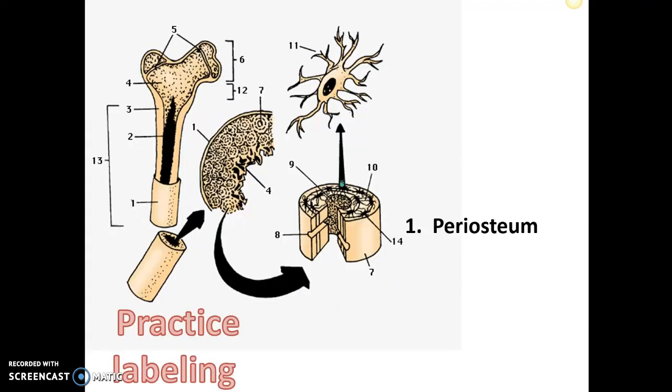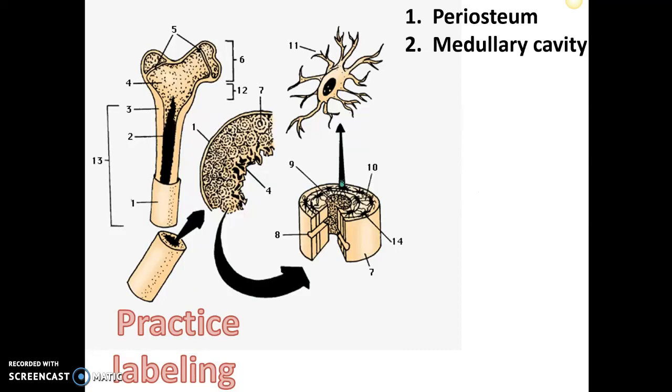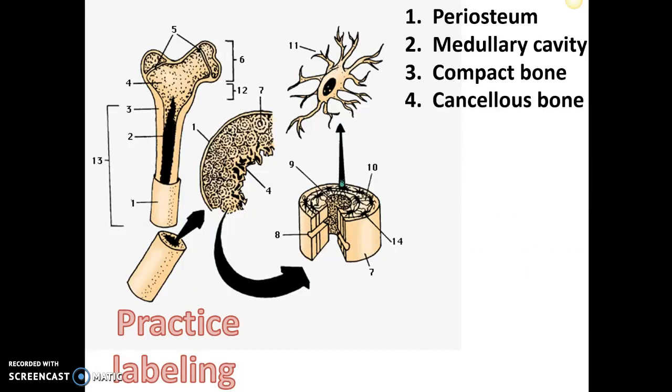So practice labeling. Periosteum is 1. 2 is the medullary cavity. 3, of course, is the compact bone, the outside part. 4 is the cancellous or spongy bone. 5 is the epiphyses on the end. It's a line, so it's an epiphyseal line or epiphyseal plate, your growth plate.